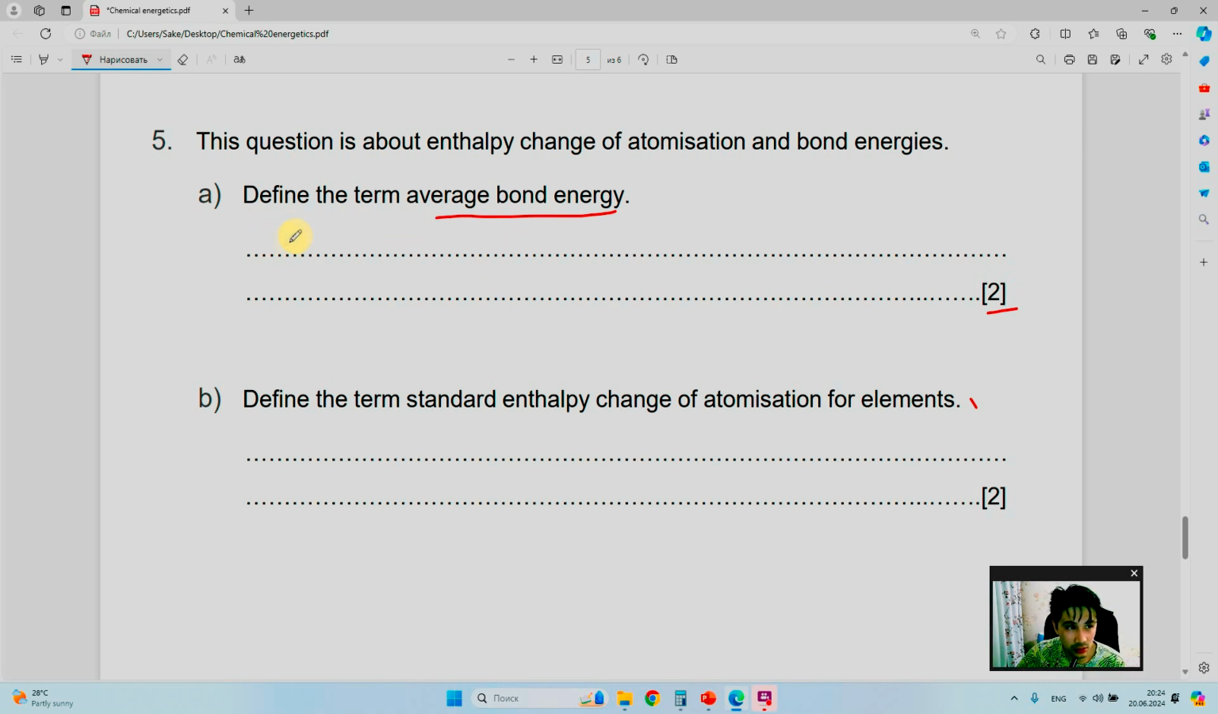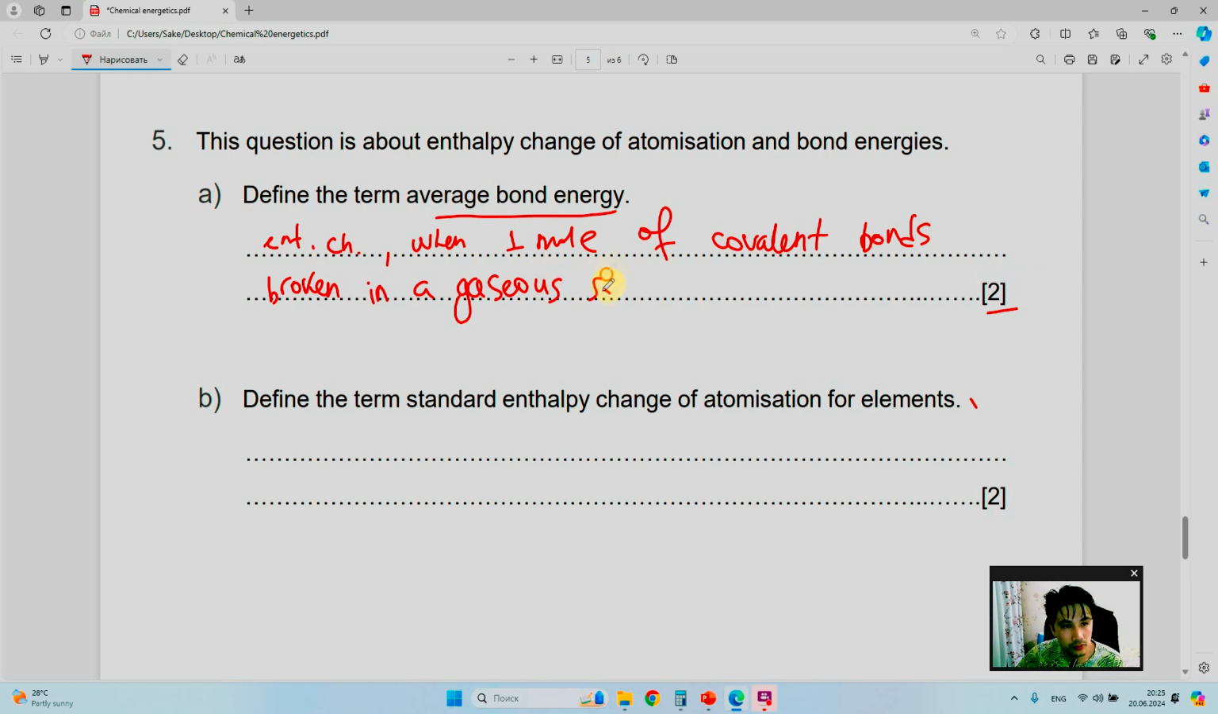So it's an enthalpy change when 1 mole of covalent bonds is broken in a gaseous state. Sometimes you can specify to produce gaseous atoms. Makes sense, but this is just 2 marks, so you can just leave it as it is.